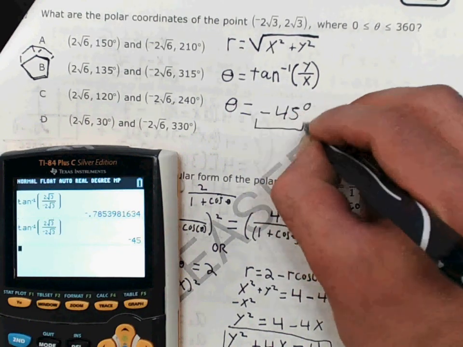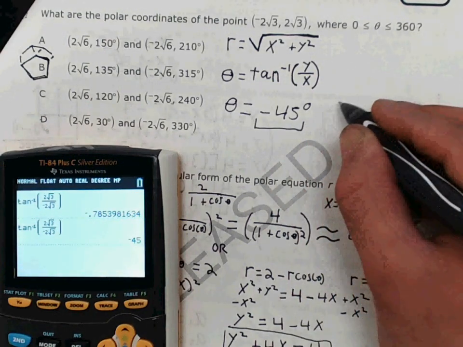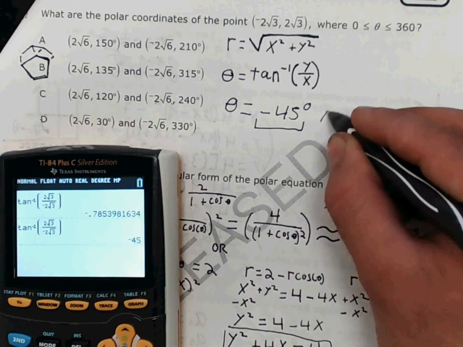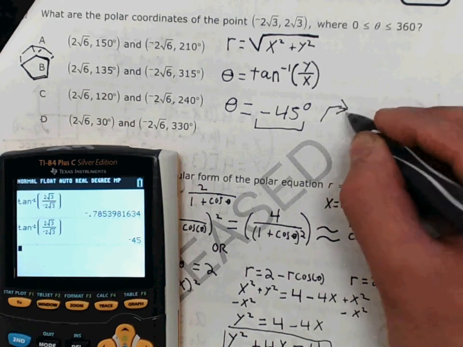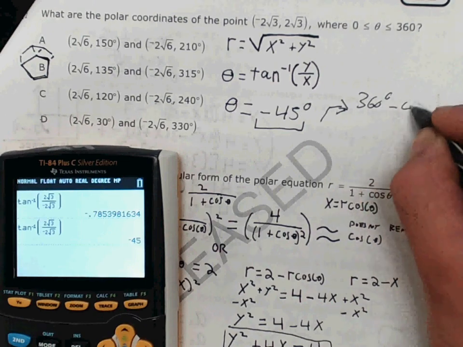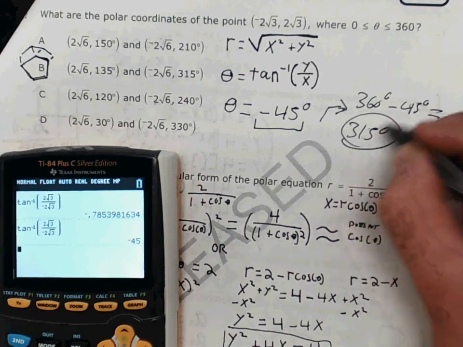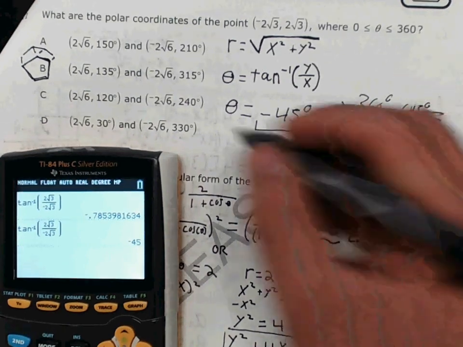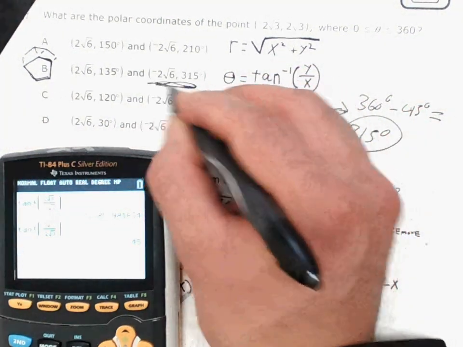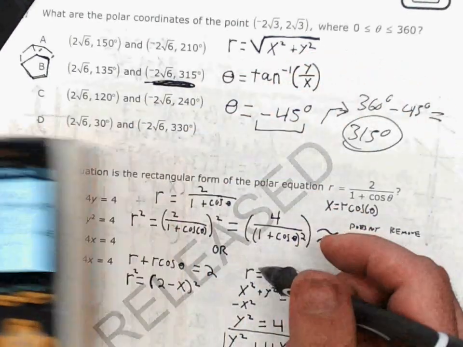Okay, so now that we have a negative angle, we have to evaluate the negative angle in terms of an angle between 0 and 360. So a negative angle, which is negative 45, we can evaluate as 360 degrees minus 45 degrees, which is going to be equal to 315 degrees. The only option that has 315 degrees is our answer choice in option B. So option B is our answer.